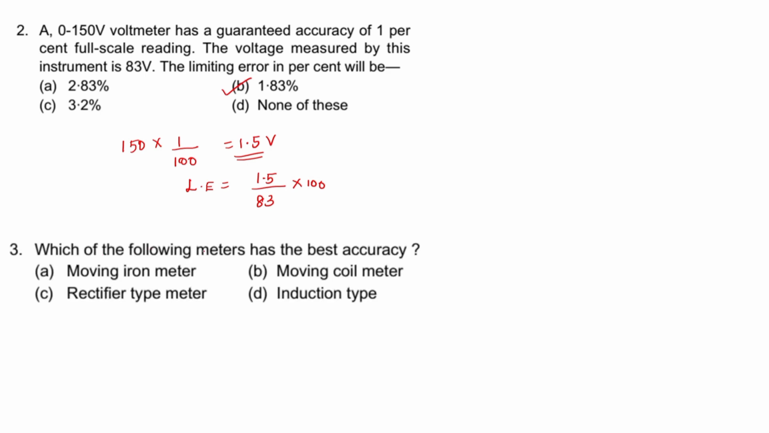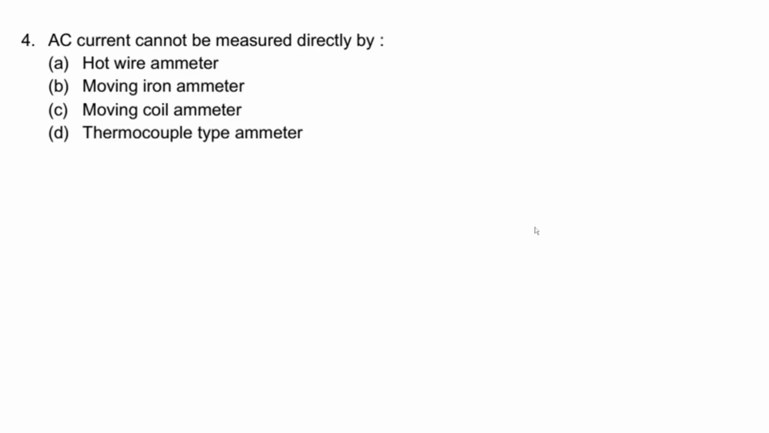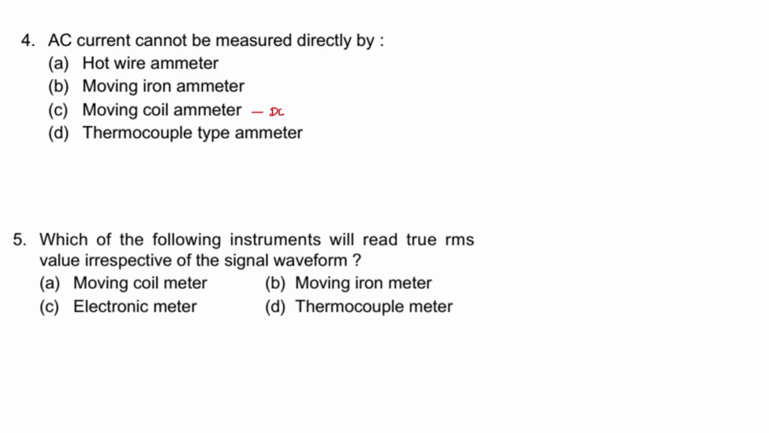3. Which of the following meters has the best accuracy? The moving coil meter has the best accuracy of all the types of meter. Another name for this is permanent magnet moving coil meter. Next, AC current cannot be measured directly by moving coil ammeter because the moving coil ammeter is used to measure DC current only.